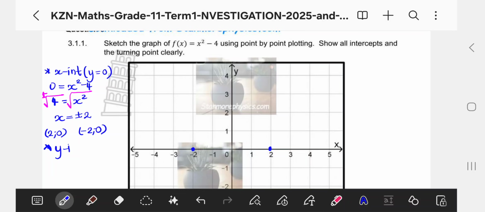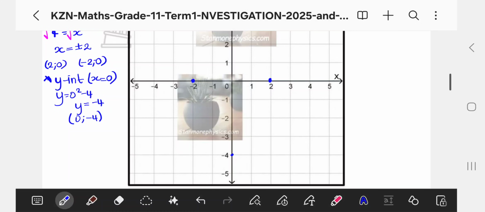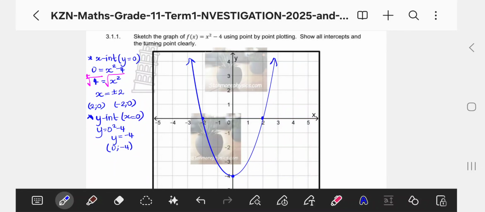Next, let's calculate the y-intercept. And for the y-intercept, x is equal to 0. So in this equation, we're going to have 0 squared minus 4, so y is -4. So that point is 0 and -4. Let's find that on the y-axis and plot, and I'm just going to draw my graph through these points. So here it is. This is what your graph should look like, and you should get 1 mark for your turning point, which is also your y-intercept, as well as your x-intercepts with the correct shape of graph.